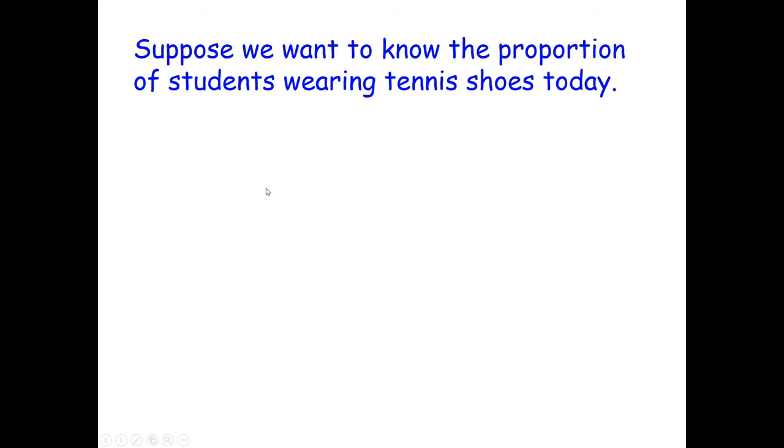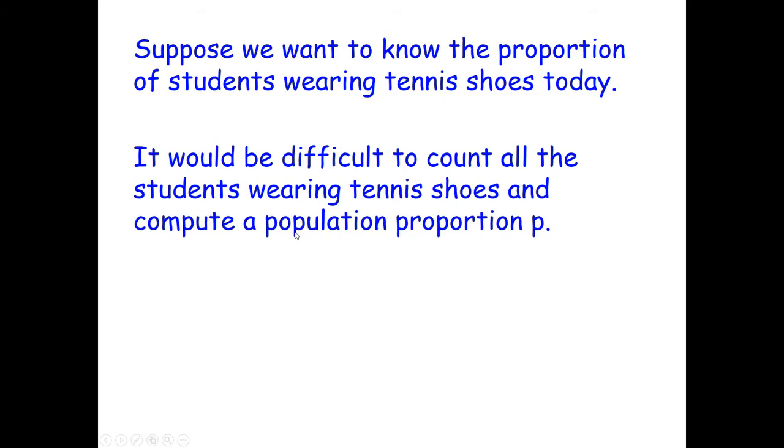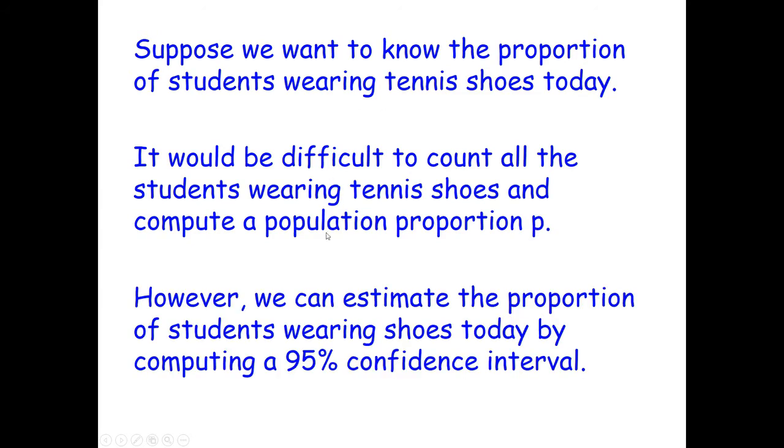Suppose we wanted to know the proportion of students wearing tennis shoes today. It would be obviously difficult to count all the students wearing tennis shoes and all the students in the school to compute the true proportion, the population proportion, p. So it would be difficult to do a census. However, we could take a sample and then estimate that proportion using a 95% confidence interval. We could say, I think the true proportion is somewhere between these two.